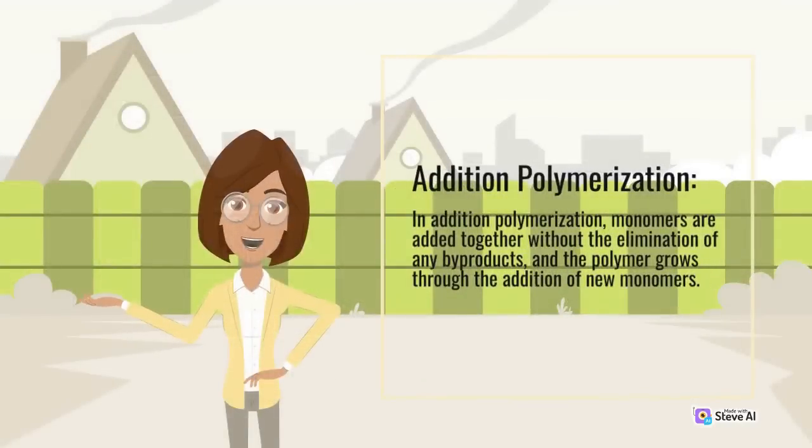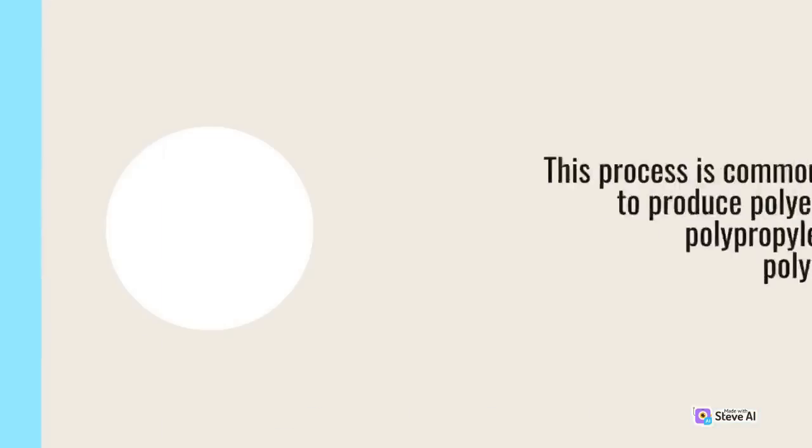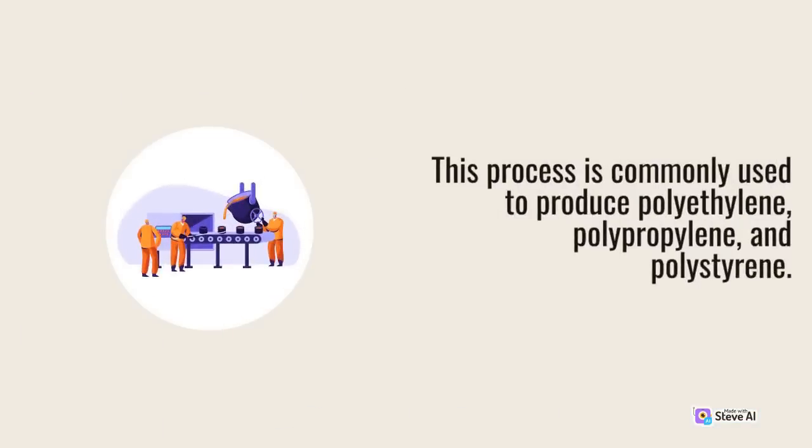Addition polymerization. In addition polymerization, monomers are added together without the elimination of any byproducts, and the polymer grows through the addition of new monomers. This process is commonly used to produce polyethylene, polypropylene, and polystyrene.